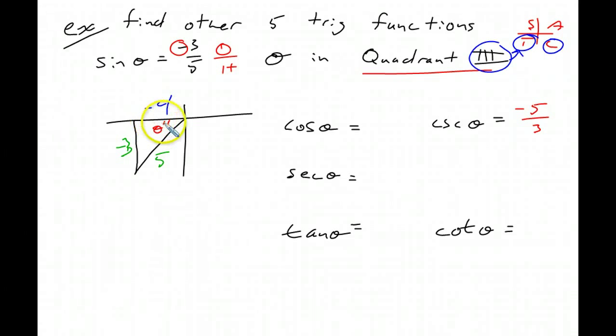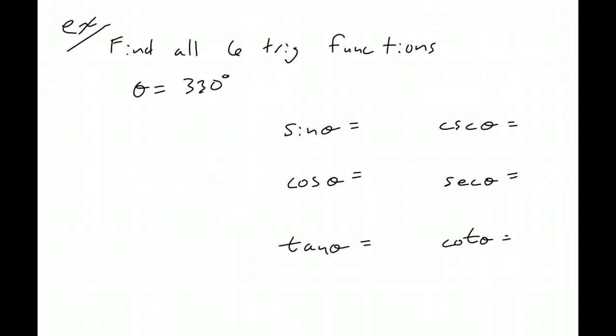Hopefully. So if we have cosine, cosine is adjacent over hypotenuse, so adjacent is negative 4, over hypotenuse is 5, so negative 4 over 5. Flip that for secant, so negative 5 over 4. Tangent is opposite over adjacent, so negative 3 over negative 4, which is just going to be positive 3 over 4, because negative divided by negative is a positive. Flip it for cotangent, and there we go. There's our 5 other trig functions. And yet another example for you guys.